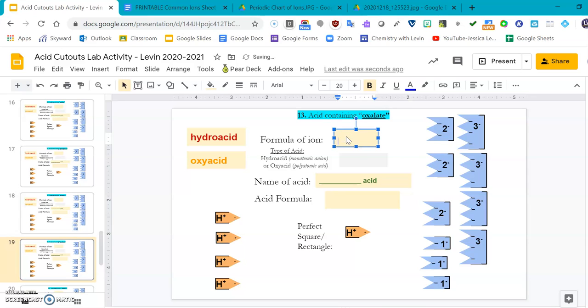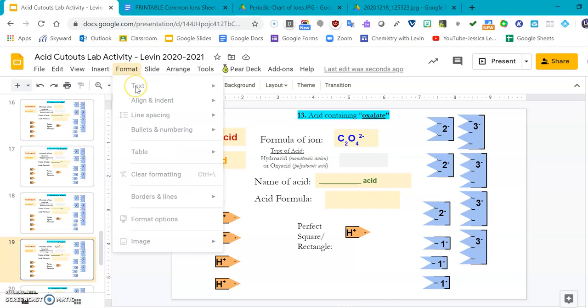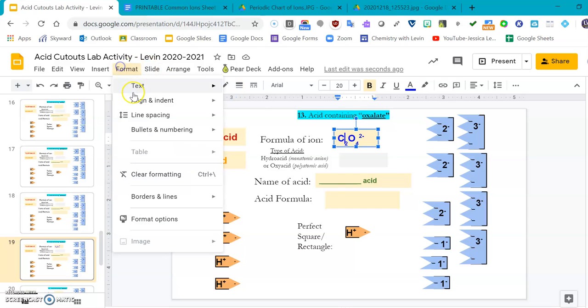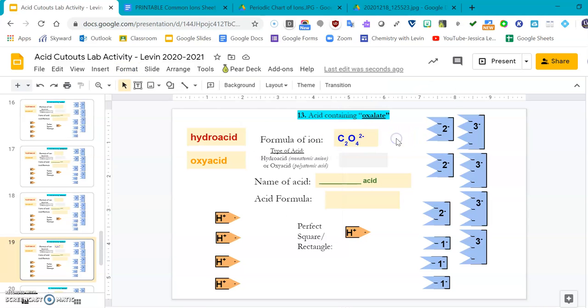Capital C, 2, O, 4, 2 minus. So notice that we have some subscripts and some superscripts. You can always come in here where it says text. Well, I have to click in the box. Text and superscript or subscript, or learn Control period and Control comma for Google Slides and Word and Docs.